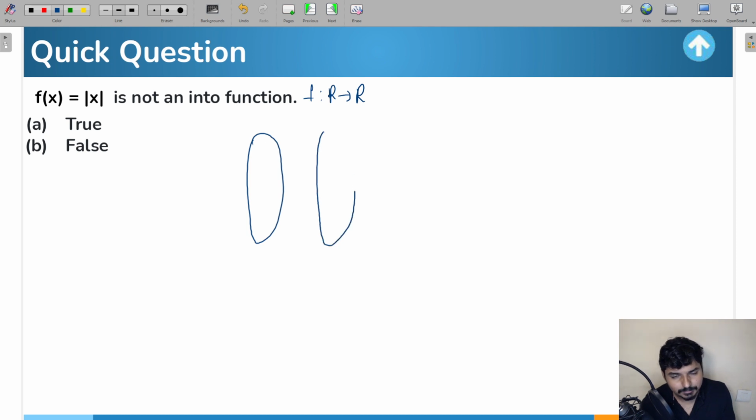So in the Venn diagram, the first set is going to represent all the real numbers. The second set is also representing all the real numbers. So in the first set, you can have -1, -2, -3, 0, 1, 2, 3, and so on, all such elements. In the second set also, you can take the same: -1, -2, -3, 0, 1, 2, 3, any such elements.